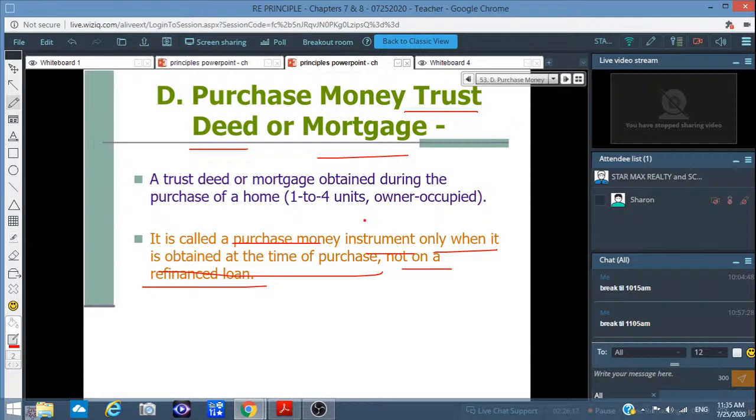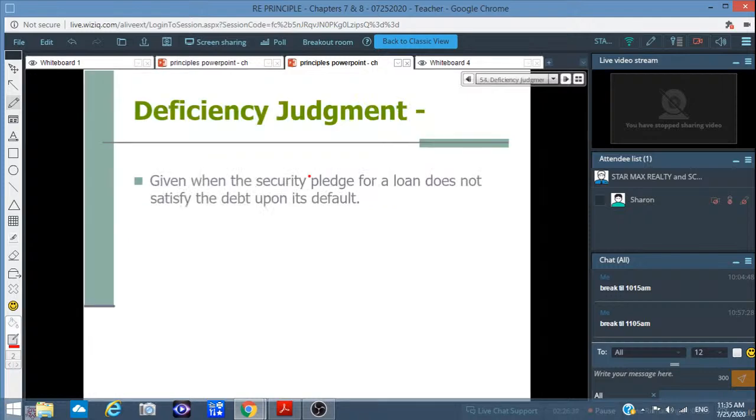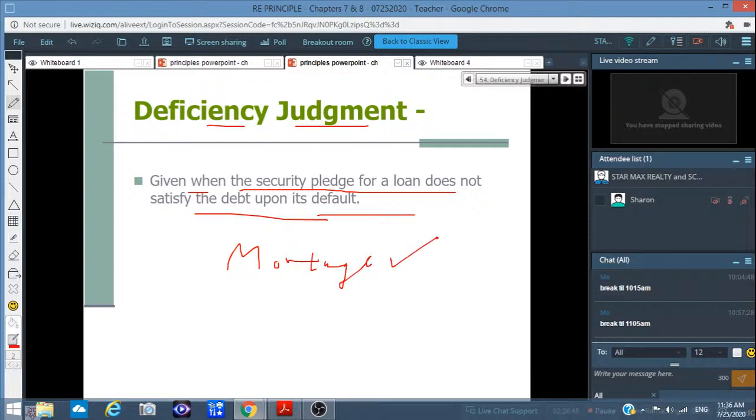So for cash out portion, that portion over your purchase money, the lender could go after you for that, okay? Even though it's foreclosed. Alright, deficiency judgment. Given when security pledge of a loan does not satisfy the debt upon its default. Okay, so most of them it happens in a mortgage. Okay, they could do that. But a trustee, no, not for trustee.